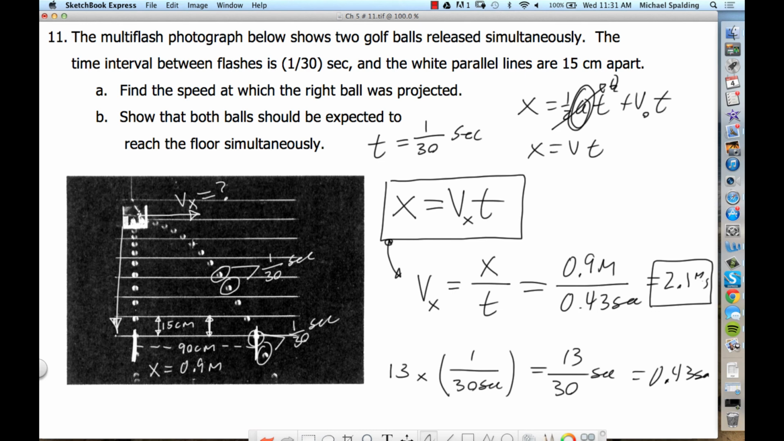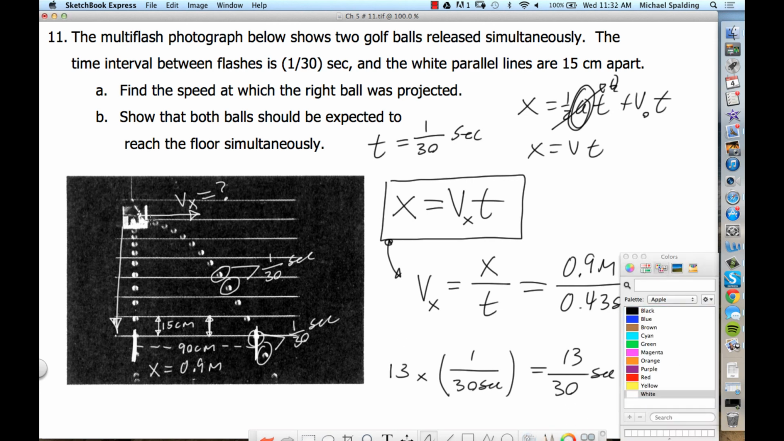No, the white lines are just our, that just tells us our distance from one white line to the next white line. You know, they tell us that the spacing of these white lines here is 15 centimeters. So what I did is I measured from here to here, and I found out that that distance is 6 times greater than this distance here. Right, I basically scaled it to figure out that that was 0.9.